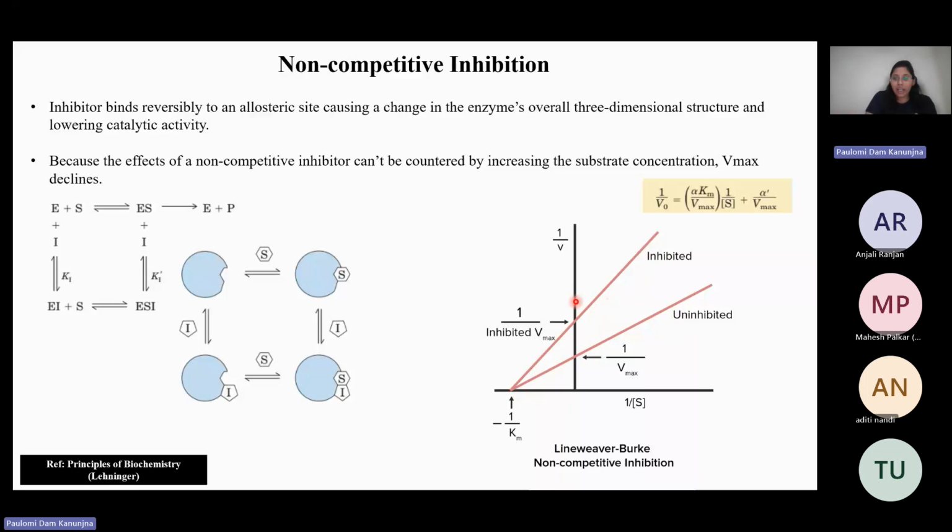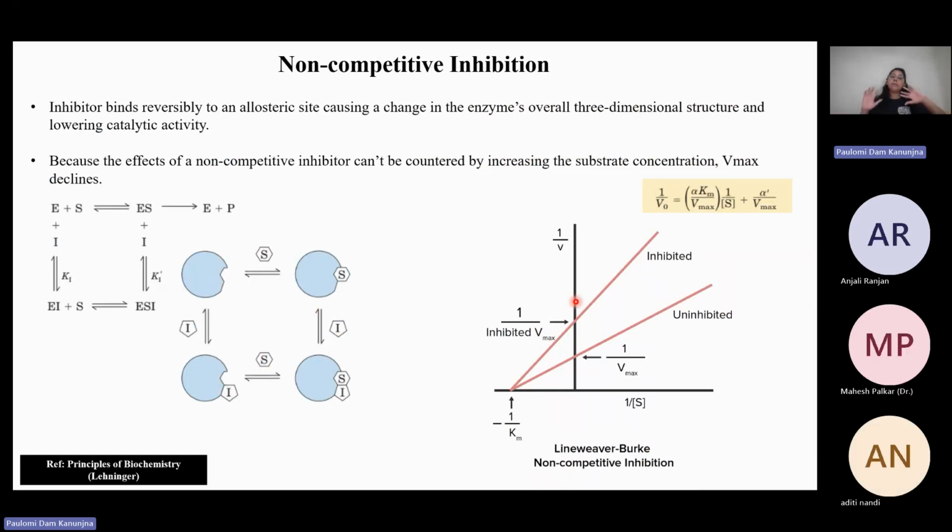Right. So the first one was competitive. This is non-competitive. So you remember this in this way. Competitive is easier to understand. Non-competitive is exactly the opposite of it. It doesn't bind to the same place.